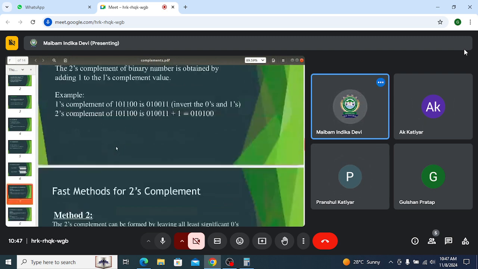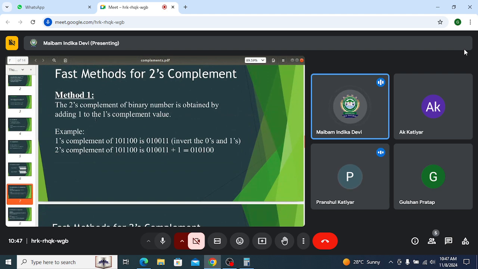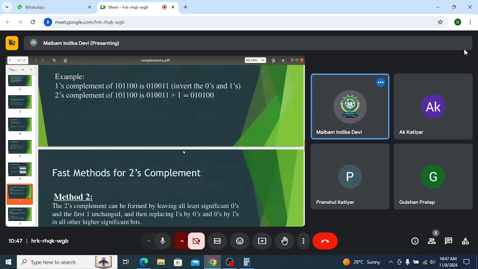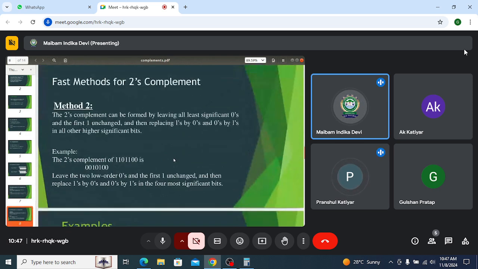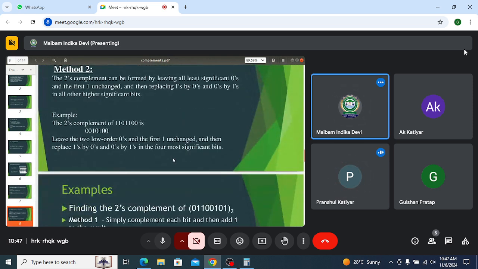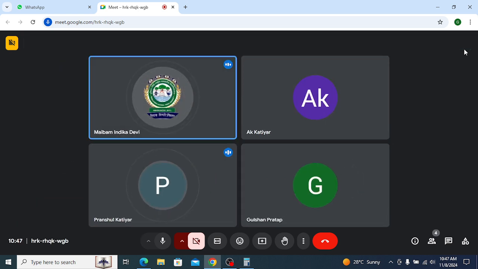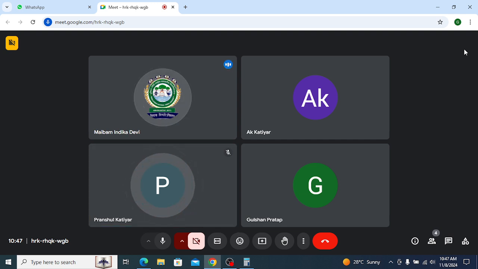This is one method, using one's complement, and another method is by using the actual formula. Whatever is easier for you, you can do it. So let's take one example. Forget about finding the two's complement using one's complement. Let's take a simple example.